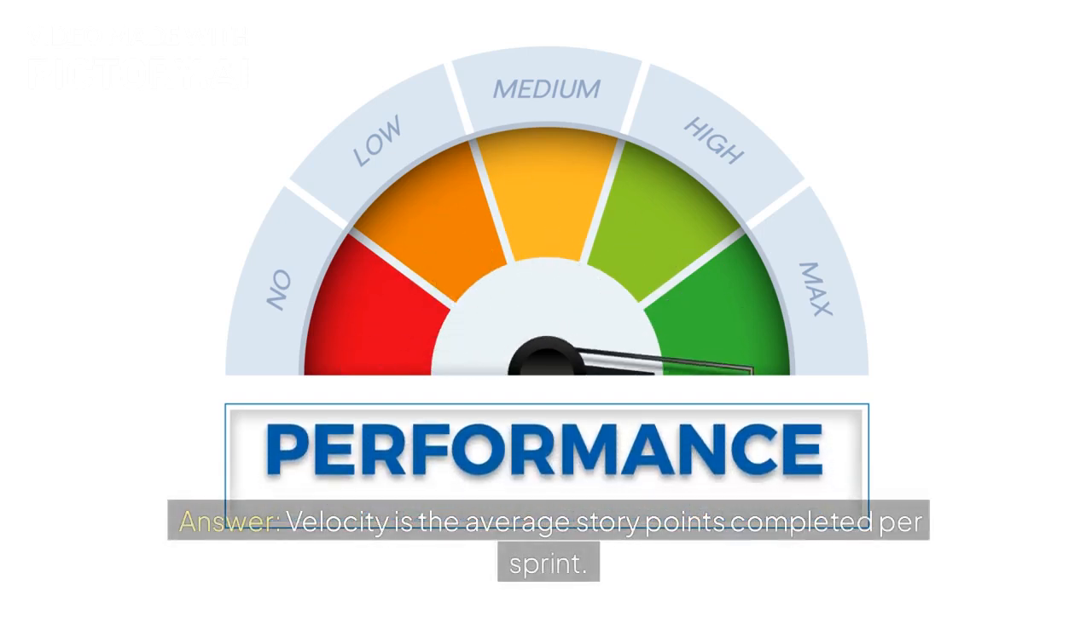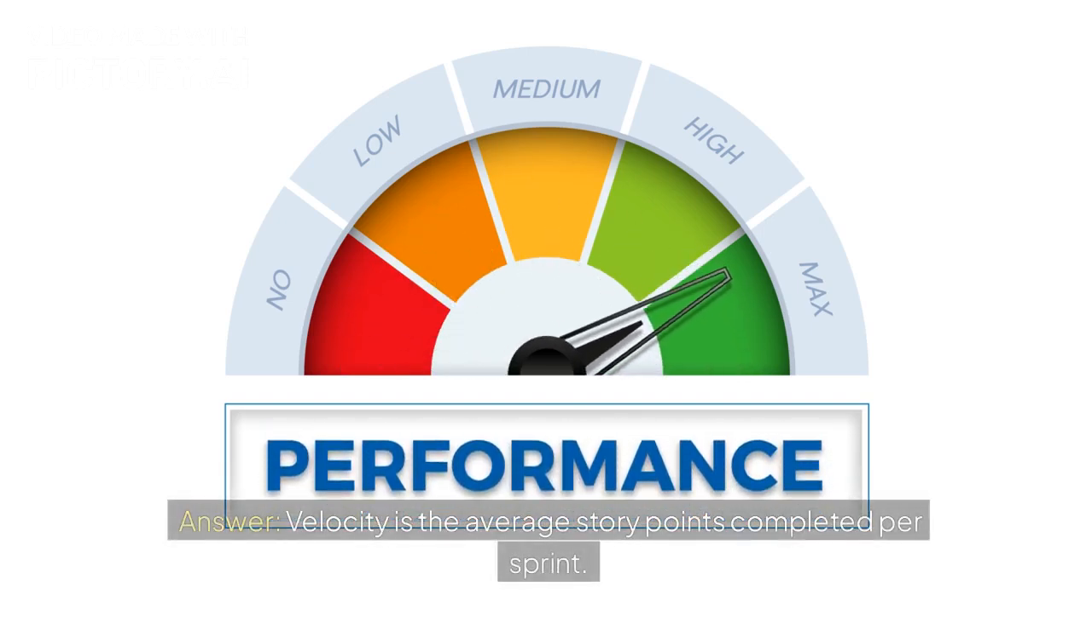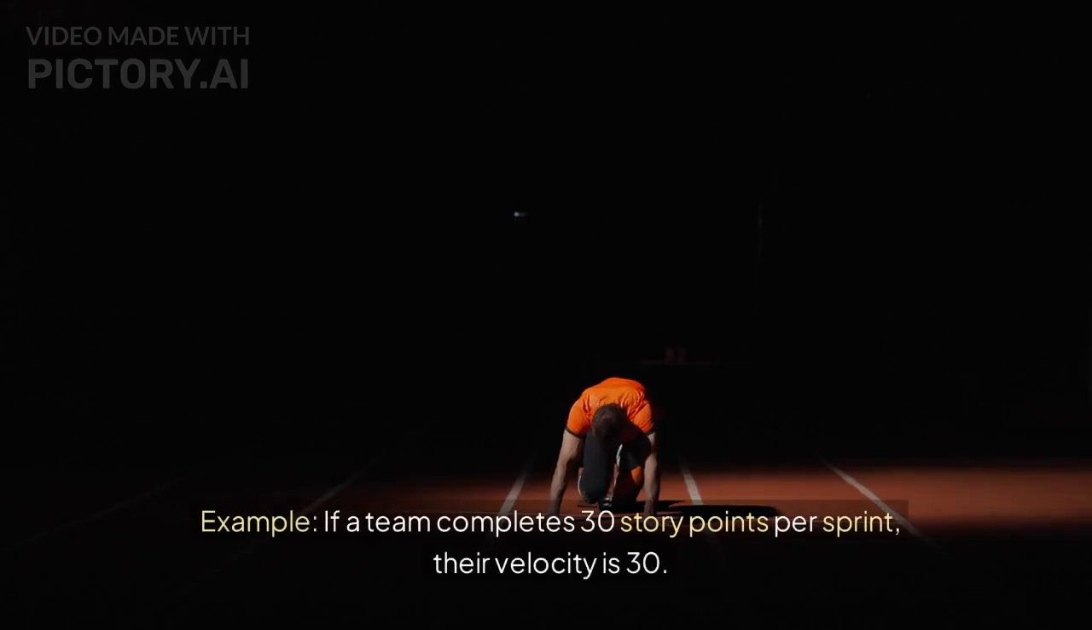9. What is velocity in Scrum, and how is it measured? Answer: velocity is the average story points completed per sprint. Example: if a team completes 30 story points per sprint, their velocity is 30.